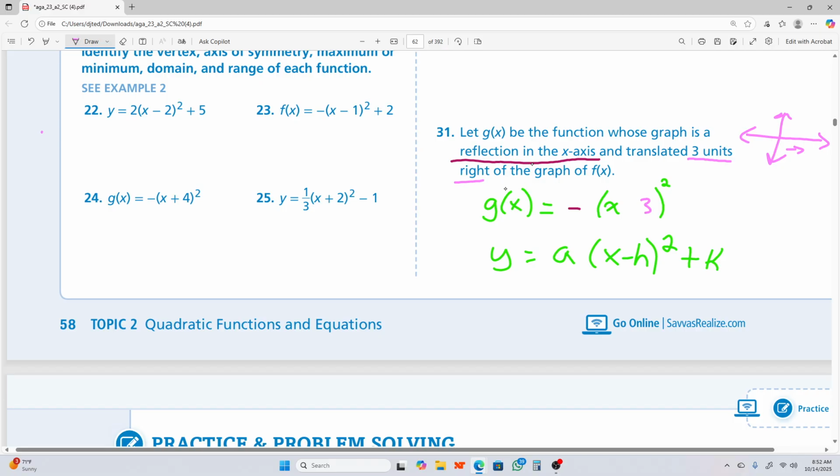You can look on your transformation page in your notebook, and you should be able to get that. And what'd you get? What'd you get? -3. And that's it. That's our answer for number 31.